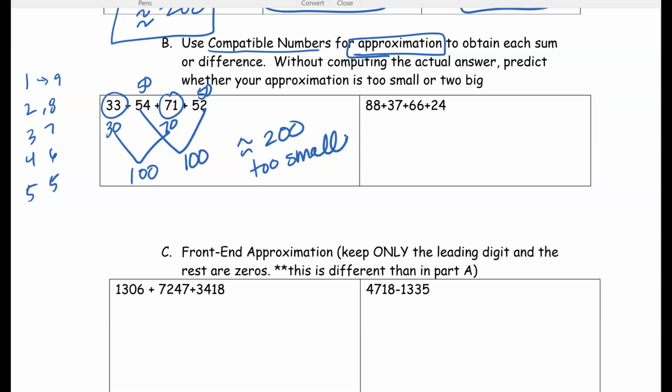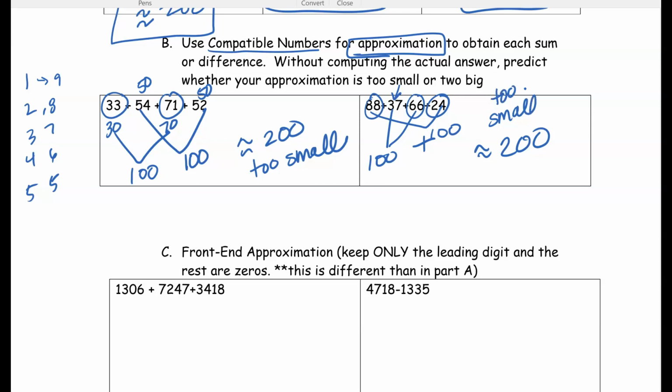Next one. So let's look at the next one. Maybe I put the 88 and the 24. That's about 80 and 20, which is 100. And this is almost 40 and almost 60, and that's 100. This is also about 200 when we add those together. Okay. Now this one, let's see, it looks like the 88 I rounded down, and the 66 I rounded down, and the 24 I rounded down. The 37 was the only one I rounded up. So I'm going to say that this is also too small since most of the numbers I rounded down.